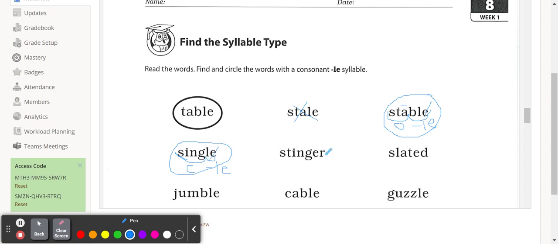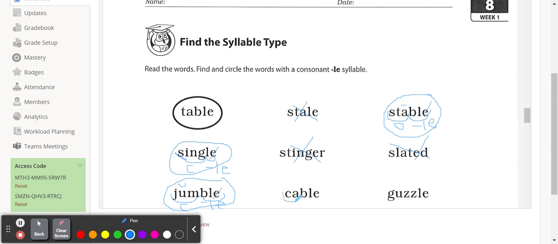All right, stinger, we don't have a consonant L-E at that one. Slated, no consonant L-E at that one. Jumble, this one's definitely circle. I think we have a lot in this row to do. Jum, bowl. We have a short U that's closed. We have consonant LE here and cross off your silent E at the end of jumble. If you jumble something up, you mix it all up.